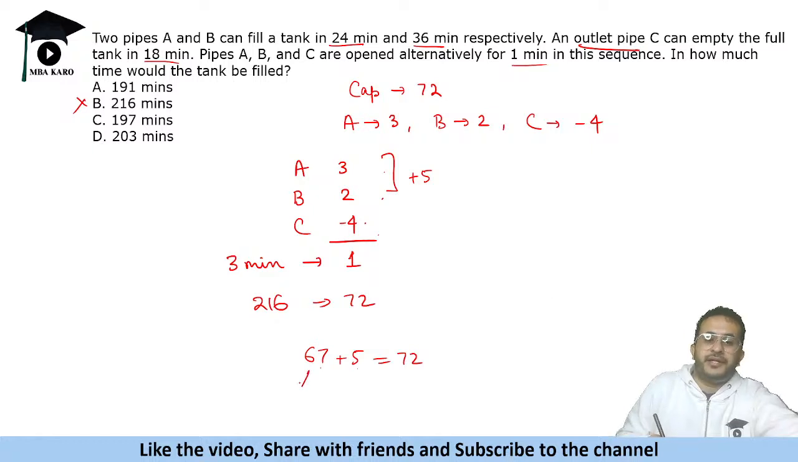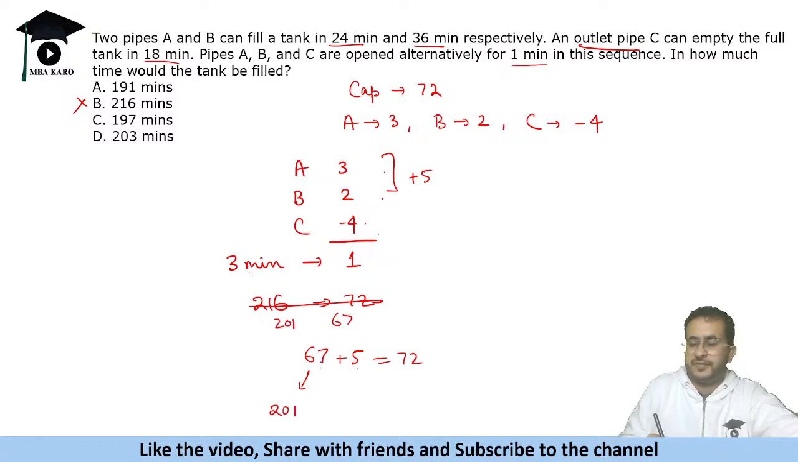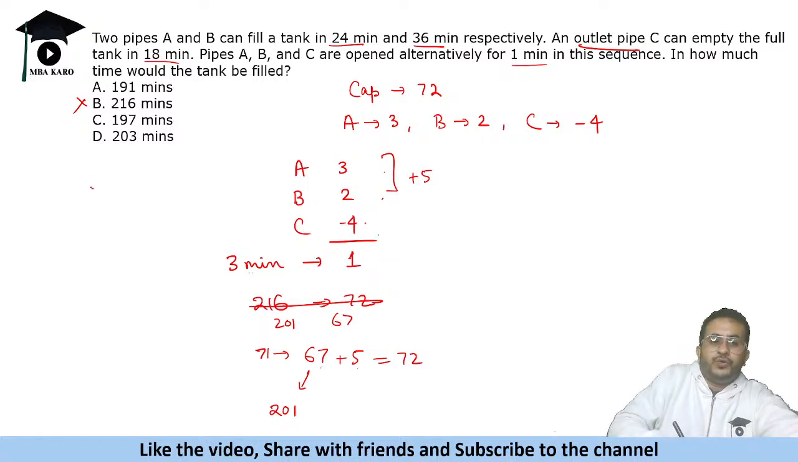So 67 भरने के लिए कितना टाइम लगेगा? By this ratio, you will get 67 in 201 minutes. So 201 minutes में 67 हो गया. By this logic, तब तक full नहीं होगा because 71 पे रहा होगा, 71 से 67 बन जाएगा. 201 में 67 हो गया.